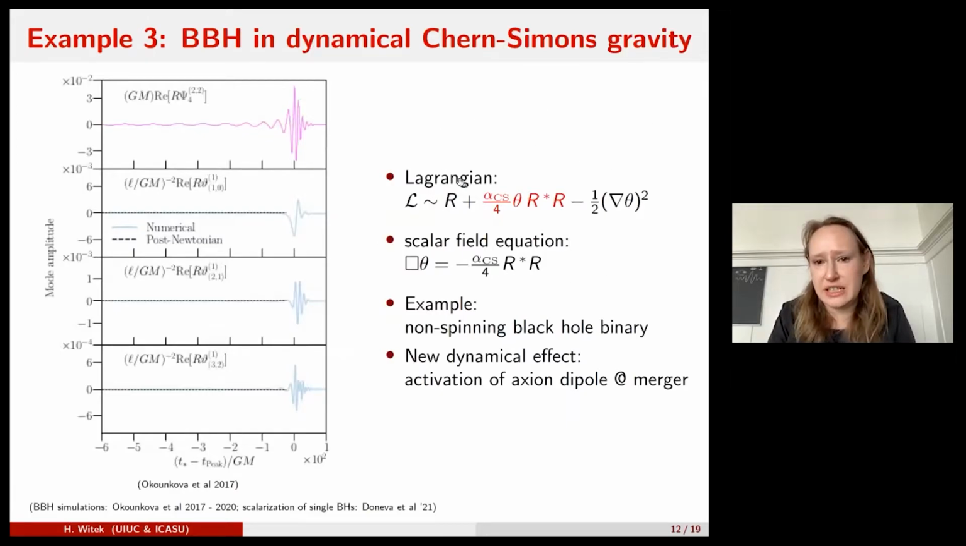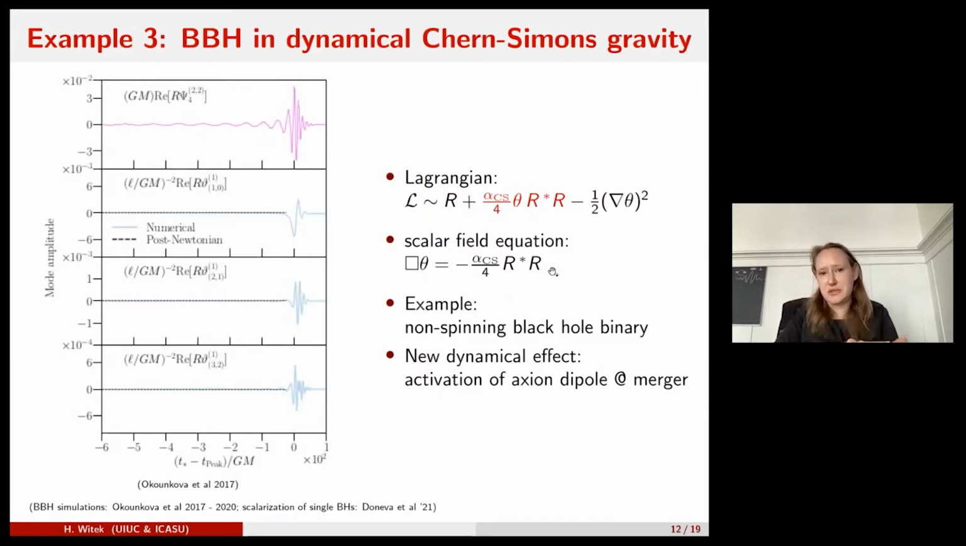So you have the Einstein-Hilbert term. You have an axion, which I call theta here. This is the kinetic term. And then you have a coupling between the axion and gravity through this Pontryagin density here. So R star R is the Pontryagin density. Good. And if you look at the field equations, let's focus on the scalar field equation here. You see that your axion, your theta, now is sourced by the Pontryagin density.